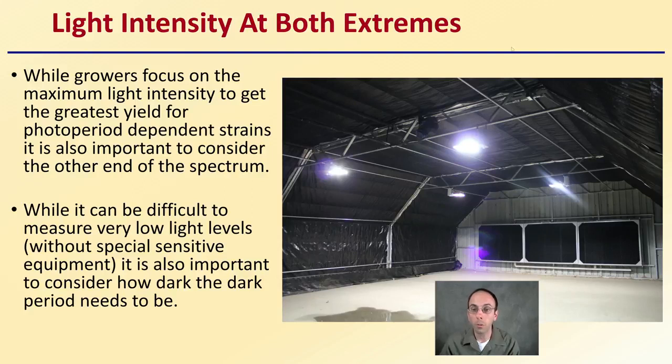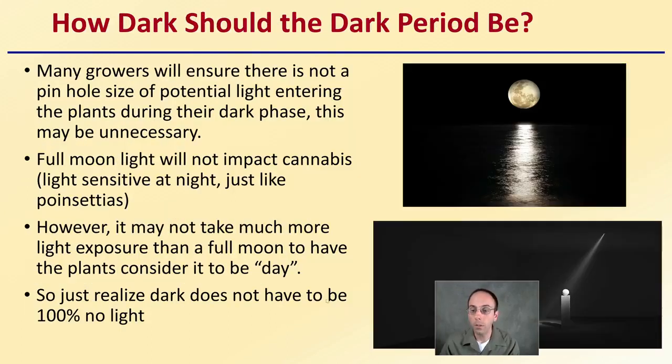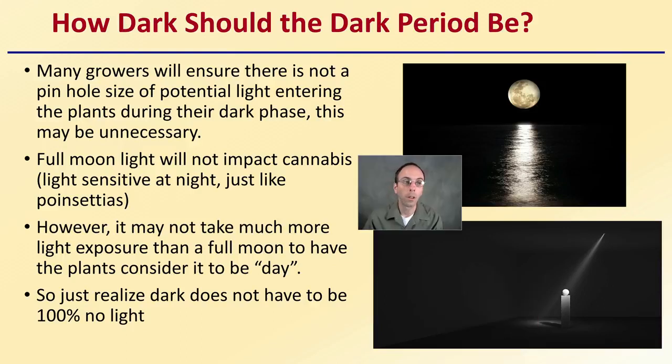A lot of growers are concerned with blackout and then one little pinhole, and they want to make sure that there's absolutely zero light at all. So how dark should the dark period be? This is a good question, particularly for the indoor growers. Most growers will ensure that there's not a pinhole-sized amount of light entering during this dark phase.